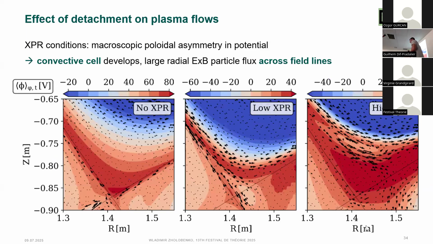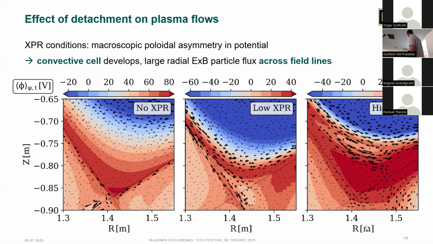Okay, and with this, I would like to transition to my last part, the impact of turbulence on detachment and vice versa. So first, the effect of detachment on plasma flows. Without these detachment fronts, you would assume to the zeroth order that the electrostatic potential is a flux surface function. So you have poloidal flows, but no major radial flows.